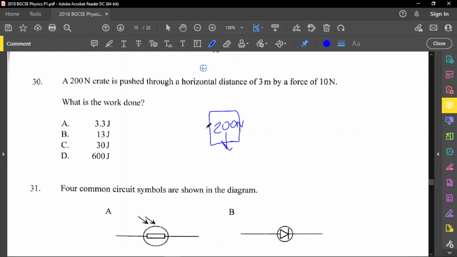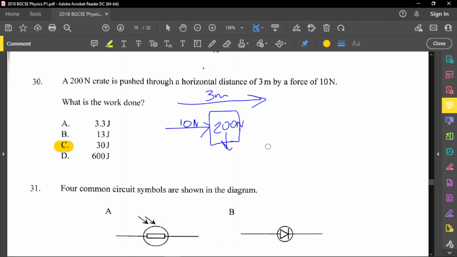Now, if you push onto the crate with only 10 newtons horizontally, because the two forces are in two different directions, right? So the newtons here is 200 newtons, 10 newtons there. And the travel across horizontally is 3 meters. So we have to understand that vertical component is different from horizontal components, right? So the work done is going to be 10 times 3, because it's force times distance. And so 10 times 3 is going to give you 30 joules, all right? So 30 joules will be your answer.